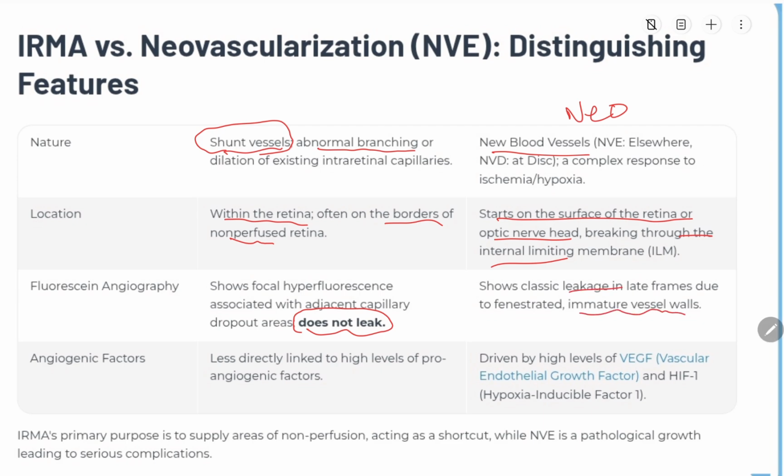One of the main reasons for the production of new vascularization is VEGF, while IRMA is less directly linked to the pro-angiogenic factor. This mainly occurs due to ischemia or due to stoppage of the blood supply.